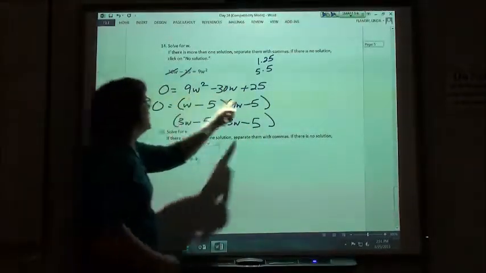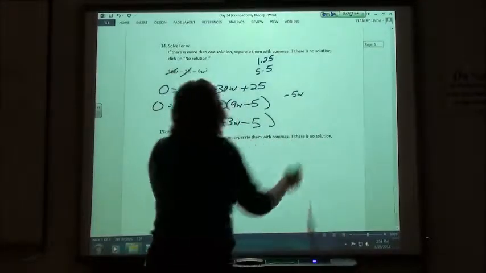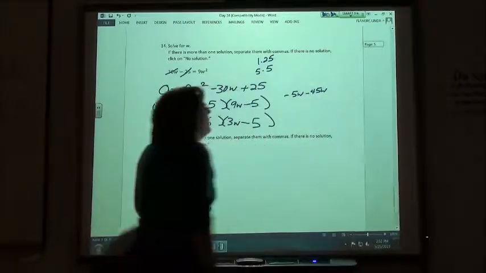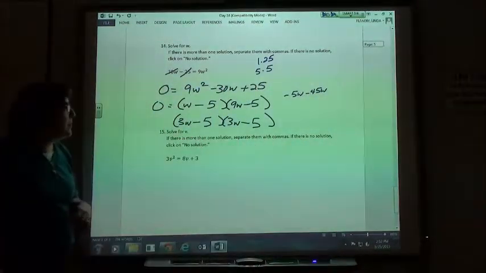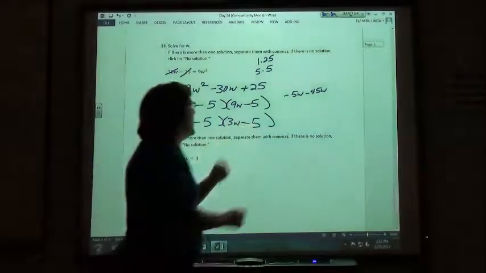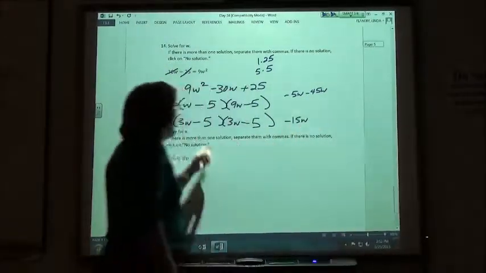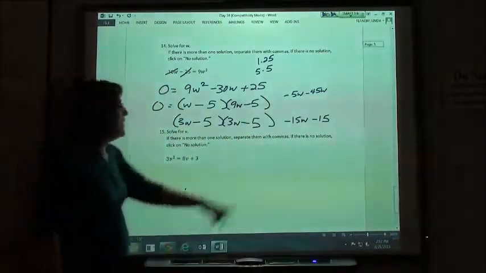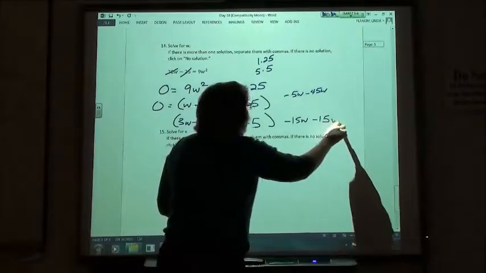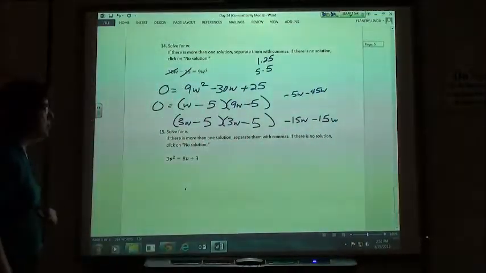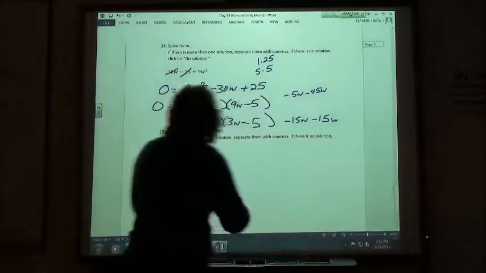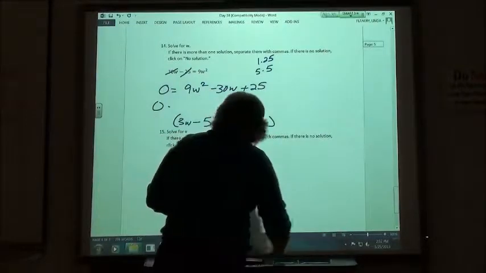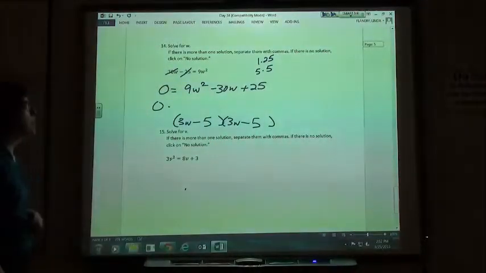So here my outside is negative 5w, my inside is negative 45w. Nope, that's not going to add up to 30. I'm going to check the other one. My outside is negative 15w. My inside is negative 15w. So that's the one I want because negative 15 plus negative 15 adds up to the negative 30w in the middle. So, going to get rid of that one. It didn't work. This is the one I want, the 3w minus 5 times the 3w minus 5.